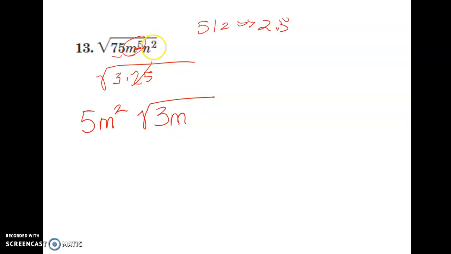N to the 2nd power, 2 is even. So if I divide 2 by 2, I get 1. So one of these is coming out. He is in simplified form.